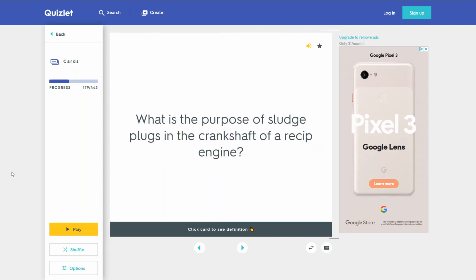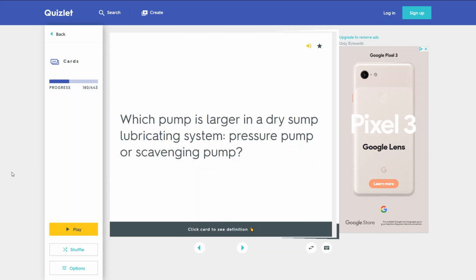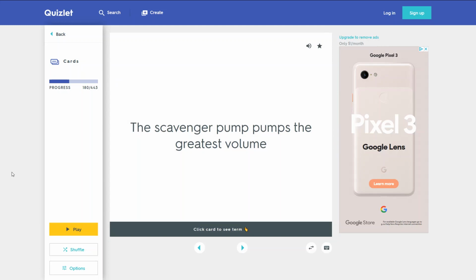What is the purpose of sludge plugs in the crankshaft of a recip engine? They trap and hold sludge until the engine is overhauled. Which pump is larger in a dry sump lubricating system, pressure pump or scavenging pump? The scavenger pump pumps the greatest volume.